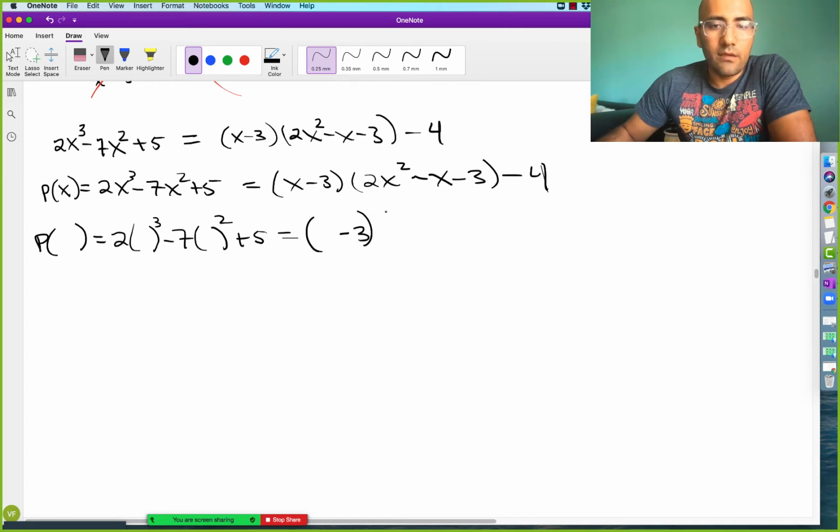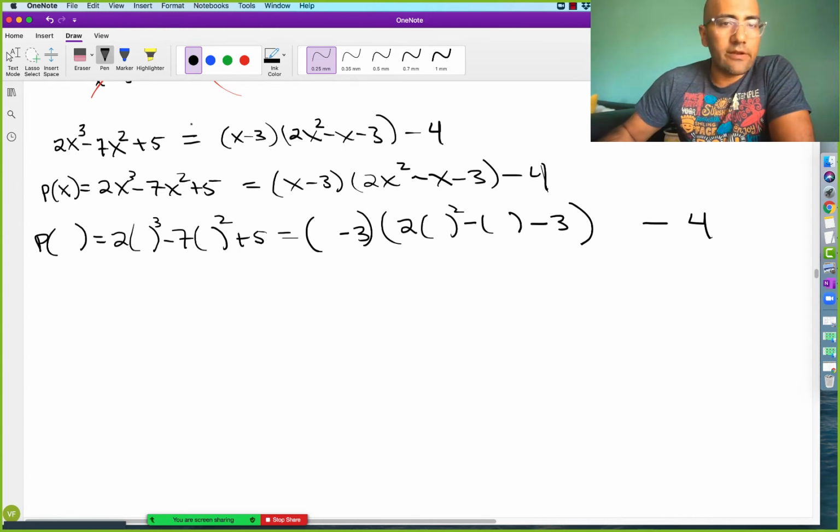Blank minus 3 times 2 times blank squared minus blank minus 3, and then the whole thing we subtract 4. Right? So for example, if I wanted to evaluate my polynomial at 2, I'd have to put a 2 there, and then I've got two choices. I can put a 2 here and a 2 there. So I'd have to figure out what 2 cubed times 2 is. 2 cubed is 8, times 2 is 16. That's going to be 16 minus 28 plus 5. And that'll give me my answer.